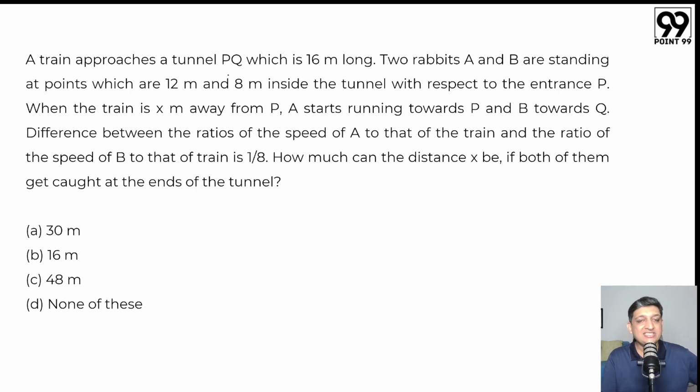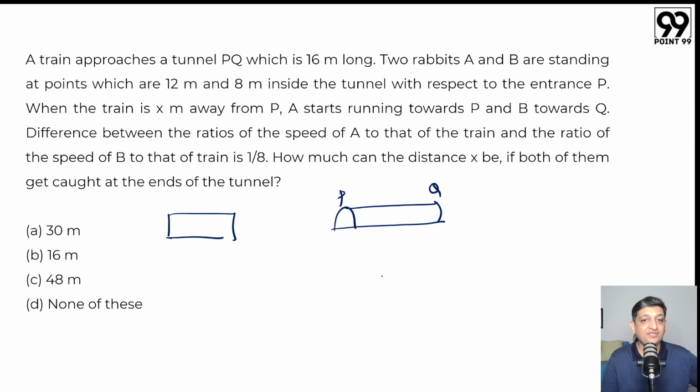A train approaches a tunnel PQ which is 16 meters long. So approaching, which means that it has not really entered this particular tunnel. So let's say this is the tunnel we are talking about, and this is the tunnel PQ that we have here, and this is the train that we have, right? The train has a lamp as well, let's say. And the tunnel is 16 meters long.